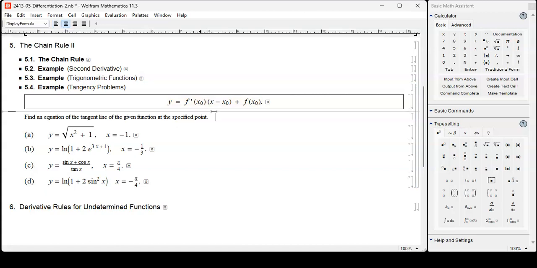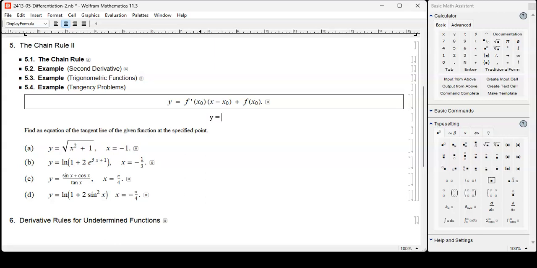Basically, what we want is something like this: y equals m, the slope, times x minus x naught, plus y naught. X naught is typically given in the problem, and you plug it into whatever function f of x, and you're going to get y0. Then take the derivative and plug in, and you're going to get the slope. Remember, that's where we are headed: the point-slope equation.